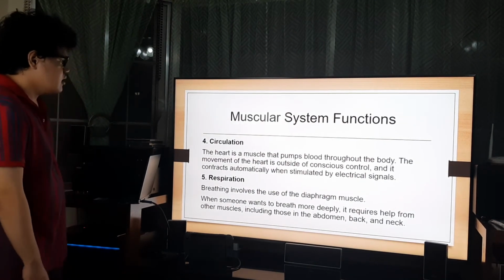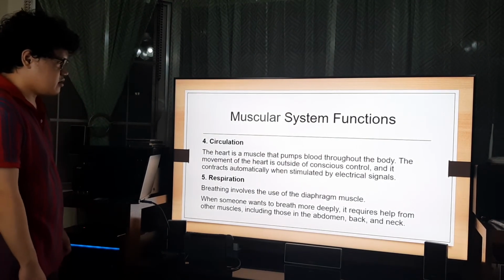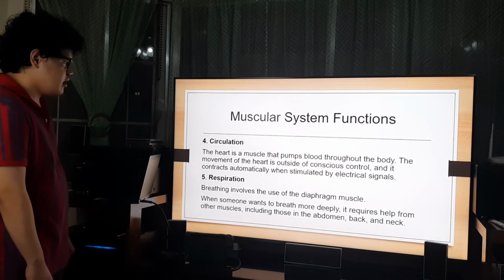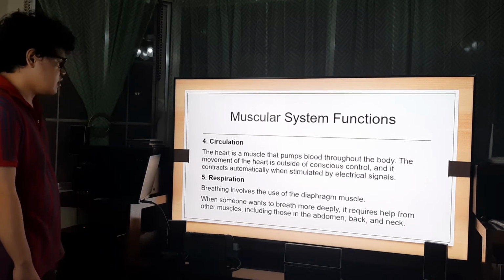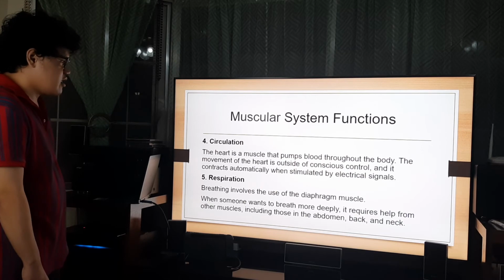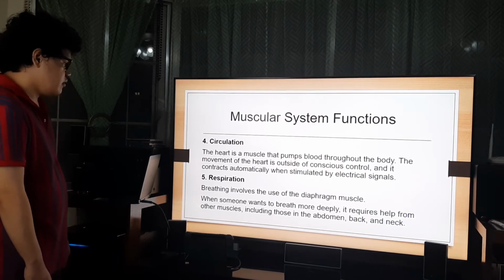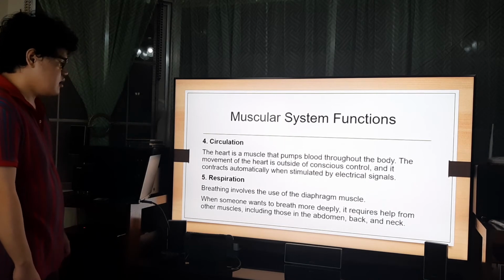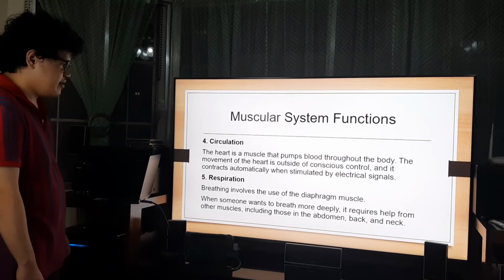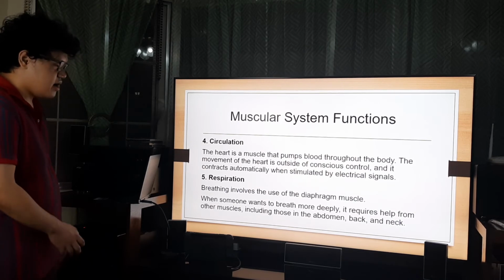Circulation. The heart is a muscle that pumps blood throughout the body. The movement of the heart is outside of conscious control and it contracts automatically when stimulated by electrical signals. Respiration. Breathing involves the use of the diaphragm muscle. When someone wants to breathe more deeply, it requires help from other muscles, including those in the abdomen, back, and neck.